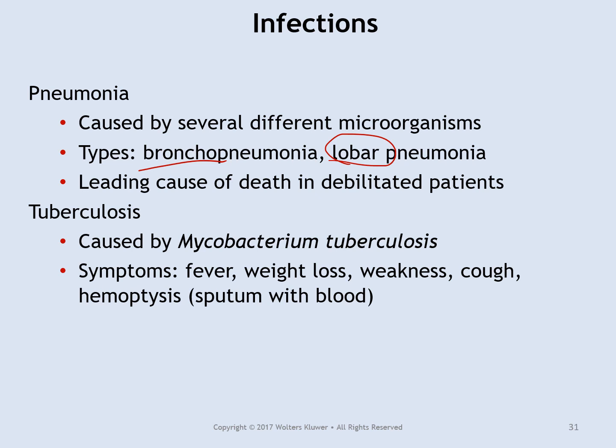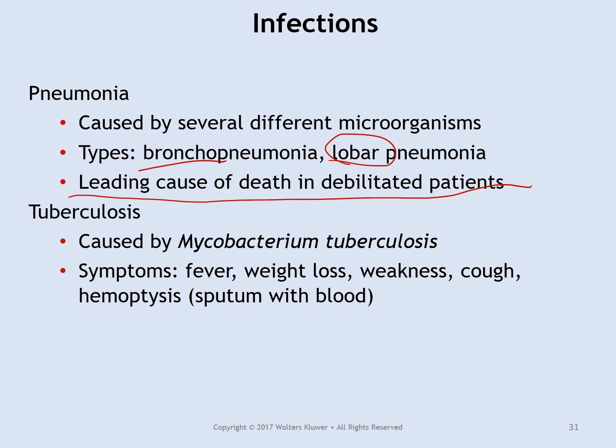Like I said earlier, pneumonia is the leading cause of death in your debilitated patients, usually because they're already in kind of bad health, and also because a debilitated patient usually can't cough and clear their lungs very well, so you have a lot of infectious material just still hanging out in the lungs.